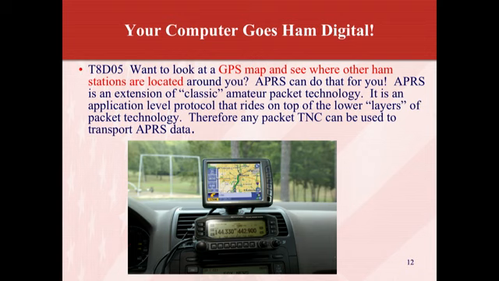Want to look at a GPS map and see where other ham stations are located around you? The packet reporting system can do that for you, the APRS. It's an extension of a classic amateur packet technology. This is what I was talking about in your car. It is an application level protocol that rides on top of the lower layers of packet technology. Therefore, any packet TNC can be used to transport APRS data.